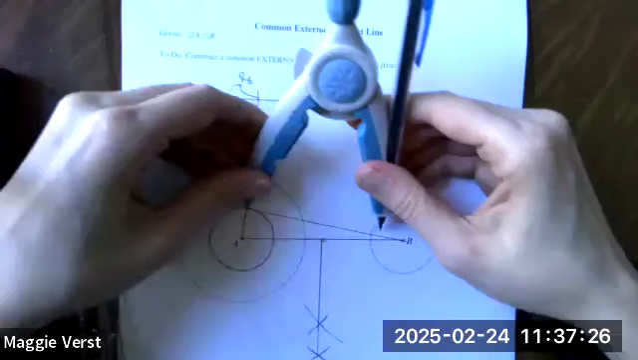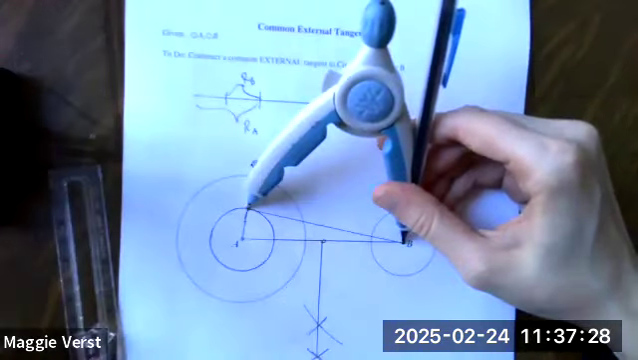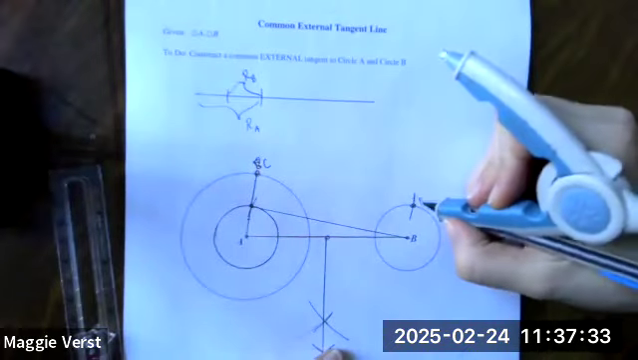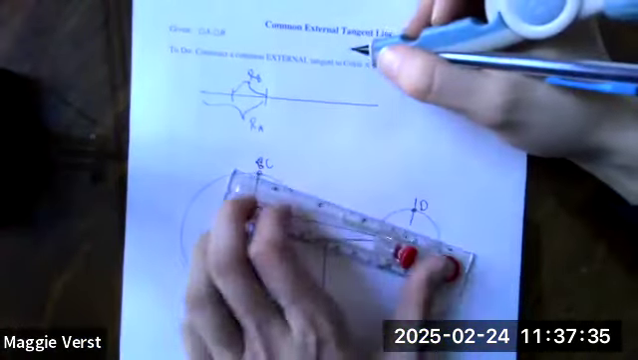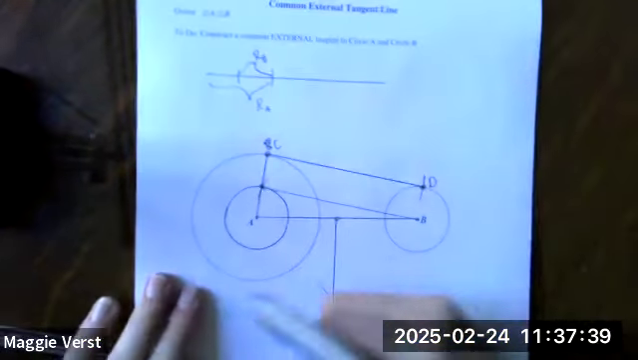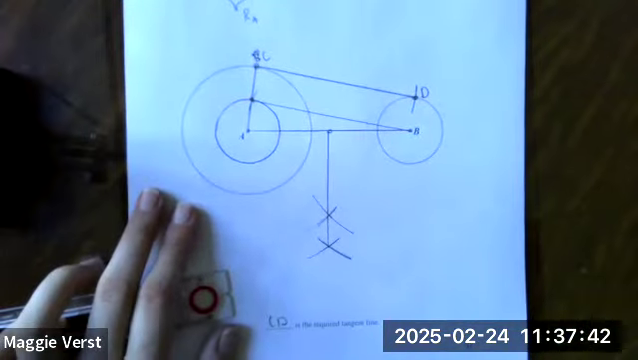And then I'm going to take this length, this distance right here, that's the external tangent distance, put it here, arc it there, and there's my tangent, CD. And that's it. So CD is the required line.